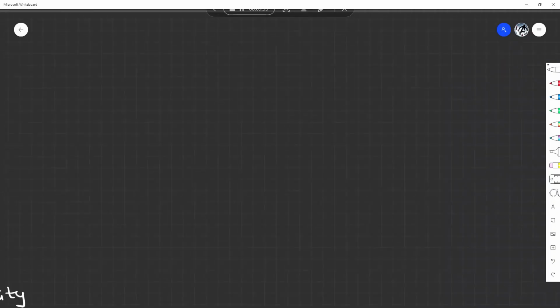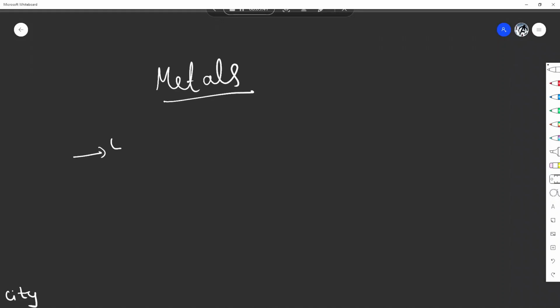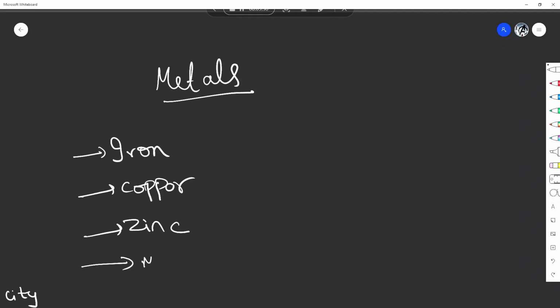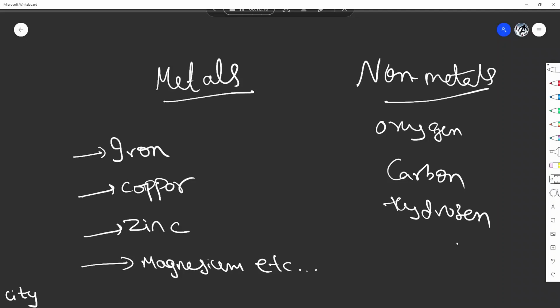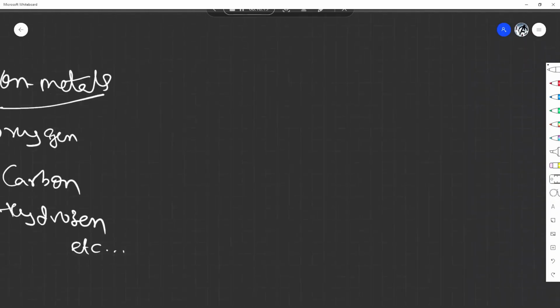Let us see some examples of metals and non-metals. Metals are iron, copper, zinc, magnesium, etc. Non-metals are oxygen, carbon, hydrogen, etc. Right? These are a few examples of metals and non-metals.